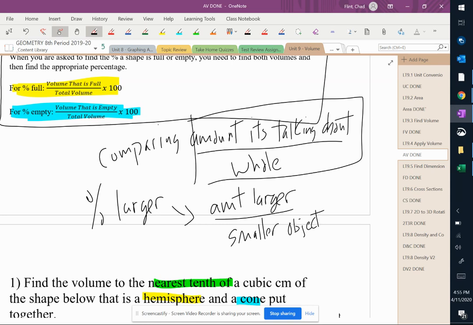The good news is they're not the most important part of all of this stuff. It's much more important to find the volume of a shape than to find the percent empty or full it is. But if you're trying to make sure that you can get absolutely the most points that you possibly can on something, you want to make sure that you can add this little twist in at the end to a problem that you're trying to solve.